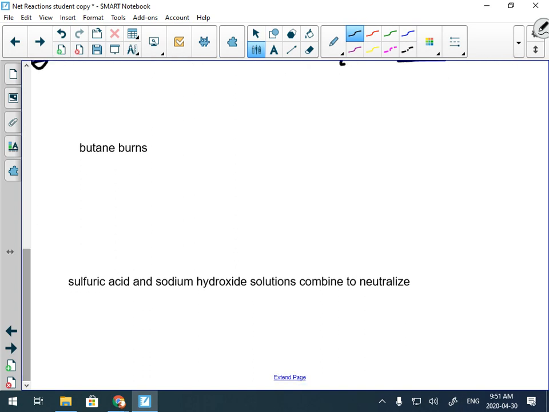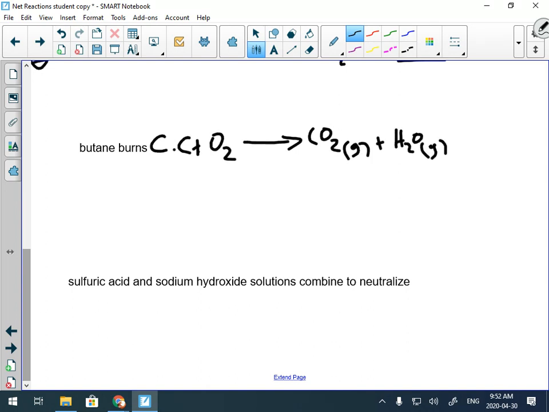Butane burns. This is a hydrocarbon combustion. And whenever you burn something, you need to add oxygen to it, and it makes carbon dioxide and water. And both of those are gases. It's so hot, it makes carbon dioxide and water. And if you had me for IB, we balance hydrocarbon combustions using the acronym CHO.